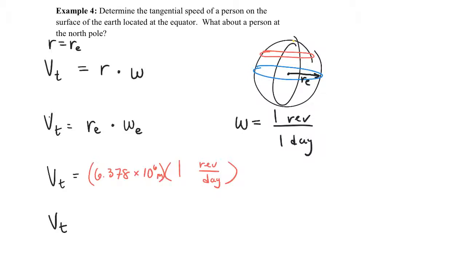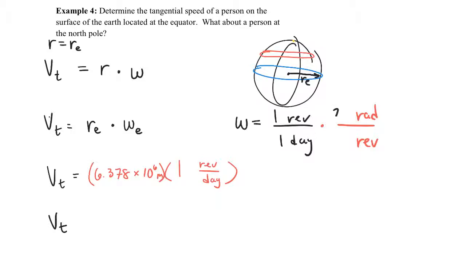Omega, 1 revolution per 1 day. I want to get rid of revolutions and put radians. So put revolutions in the bottom, put radians in the top. Revolution in the bottom, radian in the top. How many radians are there in how many revolutions? What is my conversion factor between radians to revolutions?